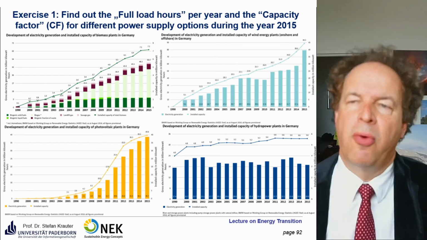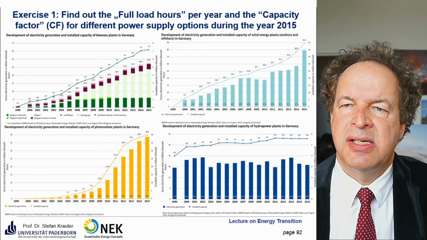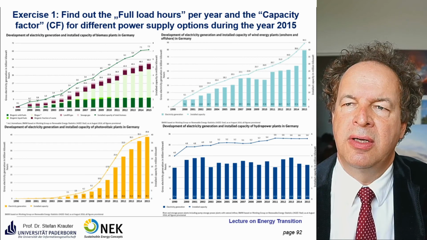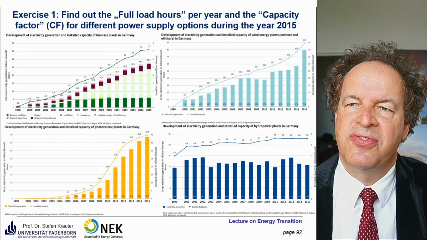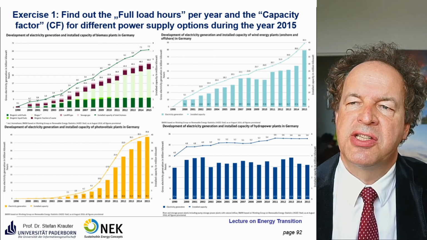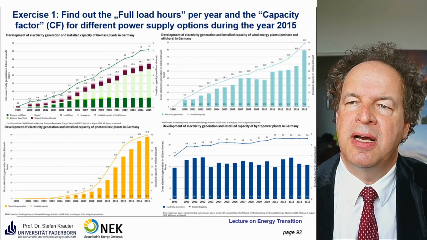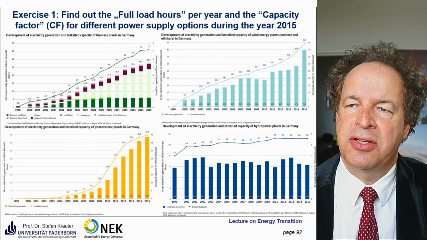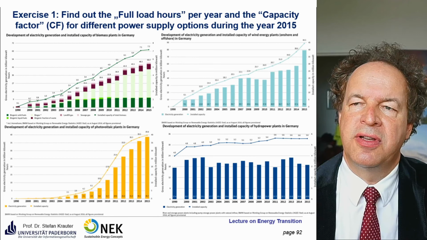This is now a part of your homework. You got some statistics for renewable energies in Germany. This includes hydropower on the bottom right, photovoltaic on the bottom left, and wind power on the right. On all of these graphs you have the installed capacity. The last data point is 2015. And you have the total installed capacity until that date, and the electrical energy generated during that year. And you have to calculate the capacity factor for the different sources of energy.